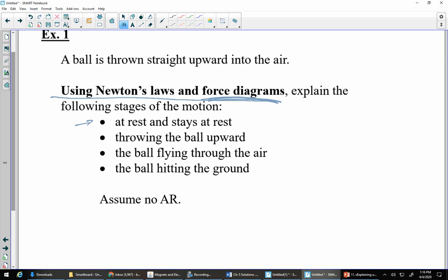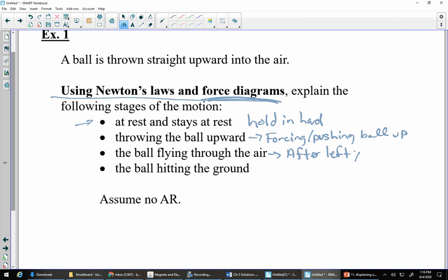So first off, you're holding the ball in your hand. Hold in hand. And it's at rest and it stays at rest, right? Then you're throwing the ball upwards. This is where you are forcing, pushing the ball upwards. And then the ball flying through the air. So this is now after it has left your hand. And essentially, it's a projectile at this point, thinking back to Unit 2, projectiles.